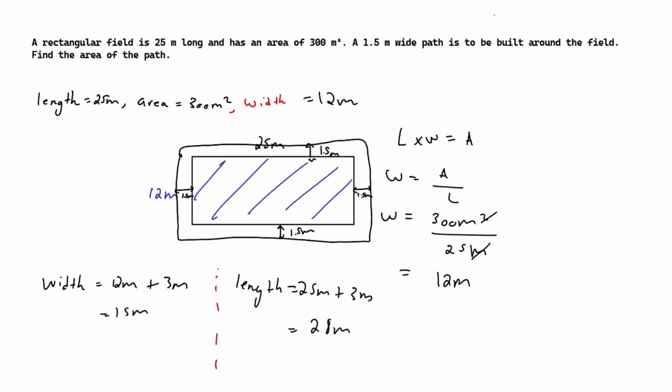Because you can see here, if we have a big rectangle, this length would be 25 plus 1.5, because this is 25, right? Don't get confused. This line is 25. This line is 12, right? This line is going to be 15 meters. This line is going to be 28 meters. Okay? Now we're going to find the area.